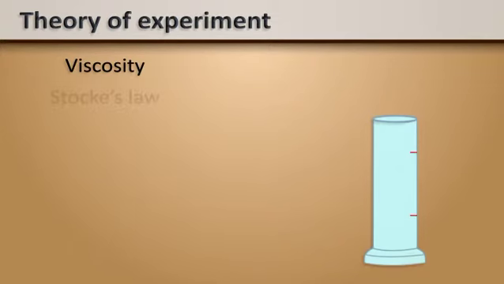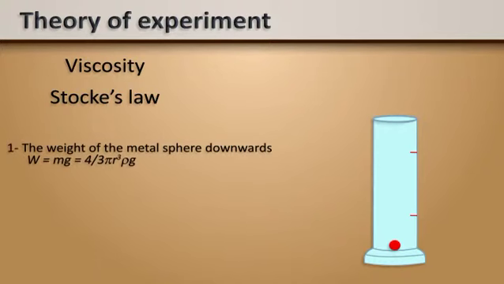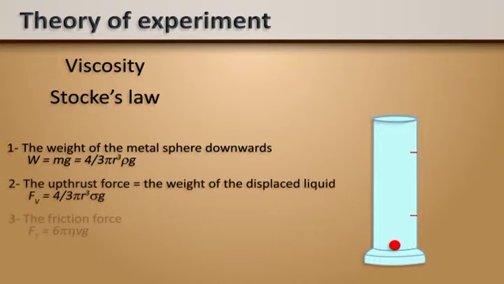According to Stokes' law, a small sphere of radius a falling through a viscous medium of viscosity coefficient η acquires a terminal velocity v and calls into play a viscous force Ft. In the steady state, the forces acting on the sphere are the weight of the metal sphere downward, the upthrust force, and the friction force.